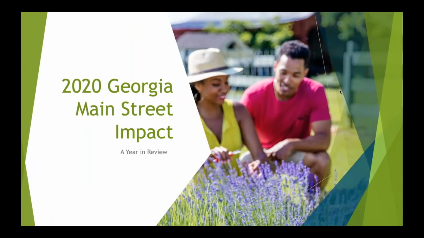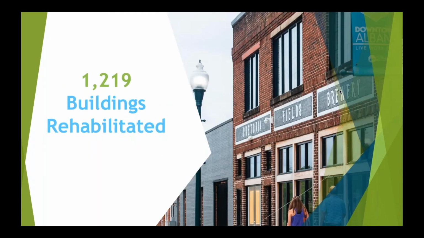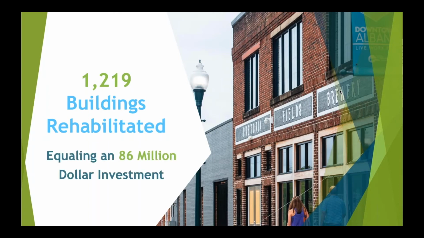So let's get into the fun stuff. We're going to talk about the 2020 Georgia Main Street Impact. This data is coming from the community impact report that you submit to us every single month throughout the year, and we're going to talk about trends. This past year in 2020, we had 1,219 buildings rehabilitated, equaling an $86 million investment.